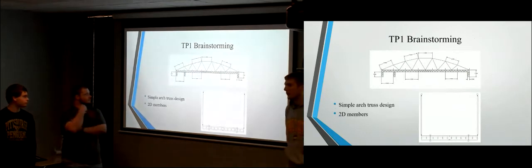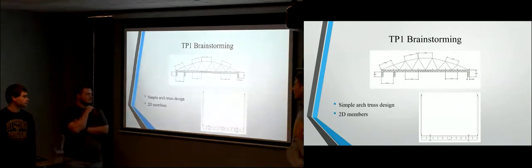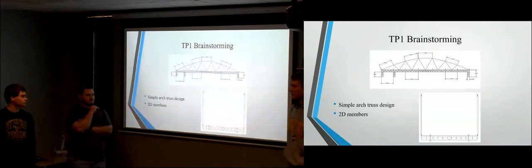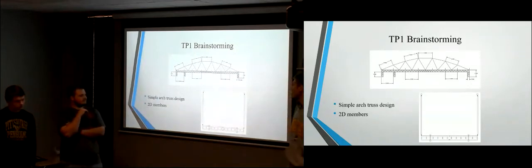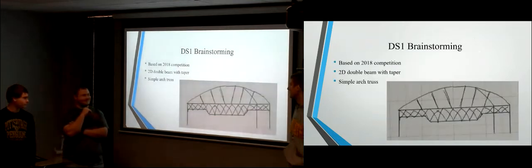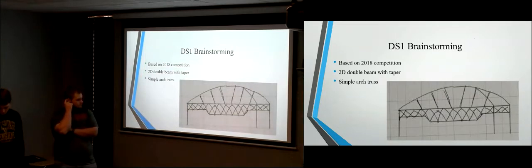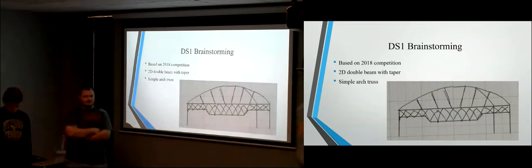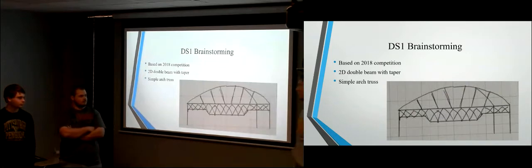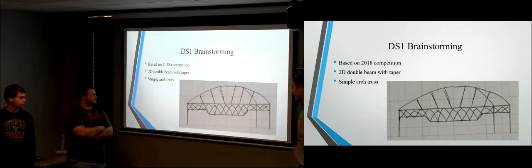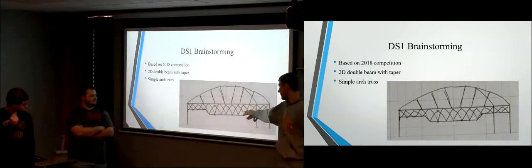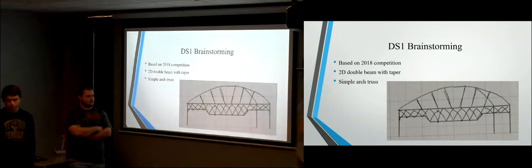This is Tristan's first alternative solution. It's a simple arch truss design with 2D members. And this is Drew's. It was based on the winners from the 2018 competition. One of our main points of, I guess, research was just to look at people who had success in the past and kind of use the stuff that they used. What's special about this is that it has a taper right here, so you basically have beam stacked upon beam to help with the internal moment.